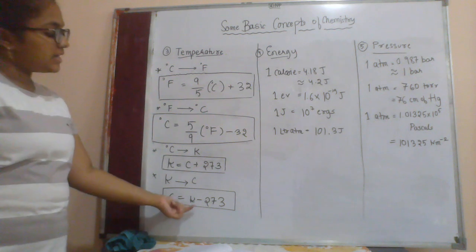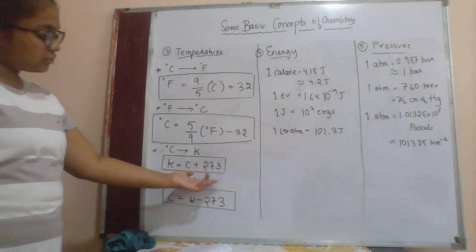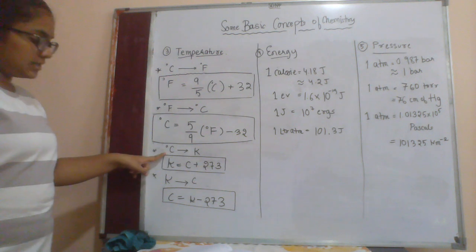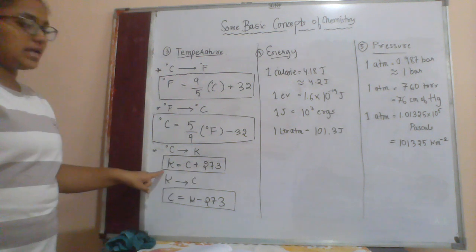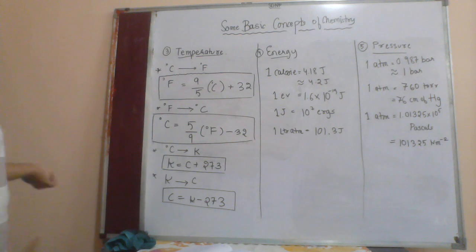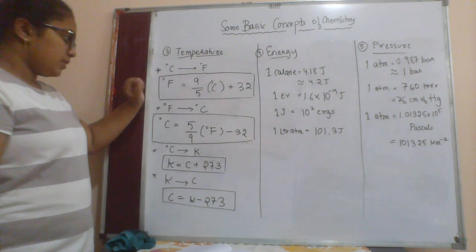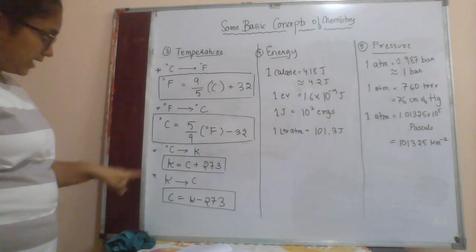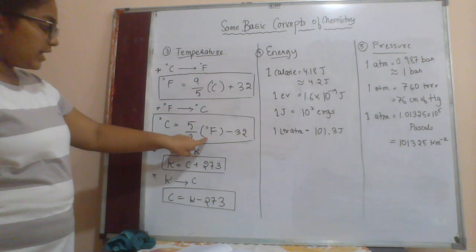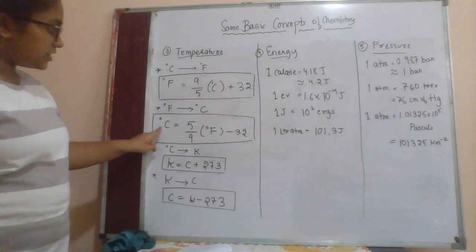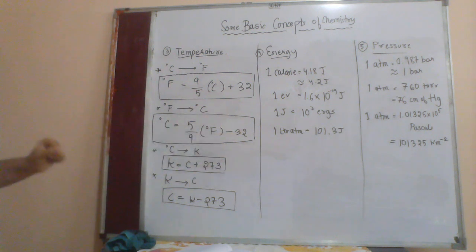Celsius is equal to Kelvin minus 273, that is, take this 273 to that side. For example, if I want 0 degrees Celsius, it is 273 Kelvin. Similarly, if I take 0 degrees Fahrenheit, then this whole term becomes 0. So in Celsius it is minus 32 degrees Celsius.